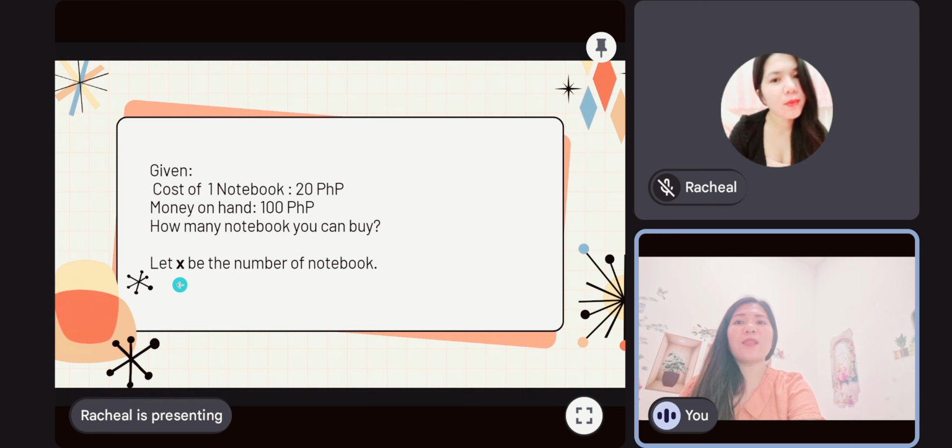So let X be the number of notebooks, okay? You can always use another variable from A to Z, okay? There's no problem using any kind of variable or any letters of the alphabet. So here I put X. Let X be the number of notebooks. Okay. So now let's proceed to creating an equation.